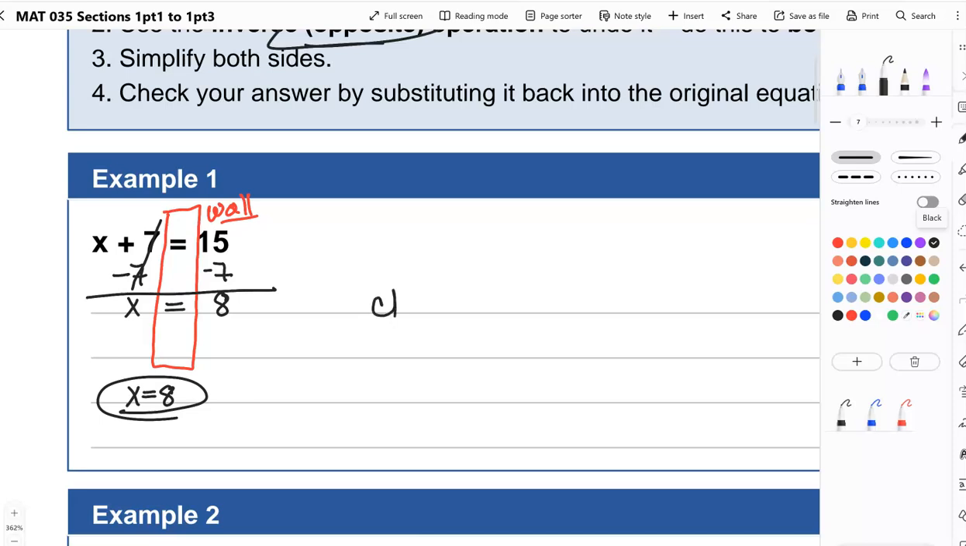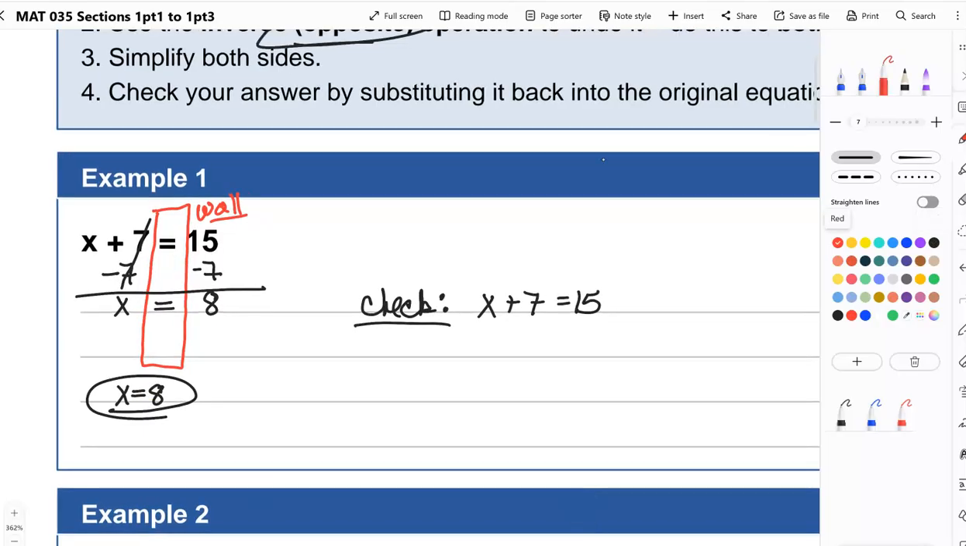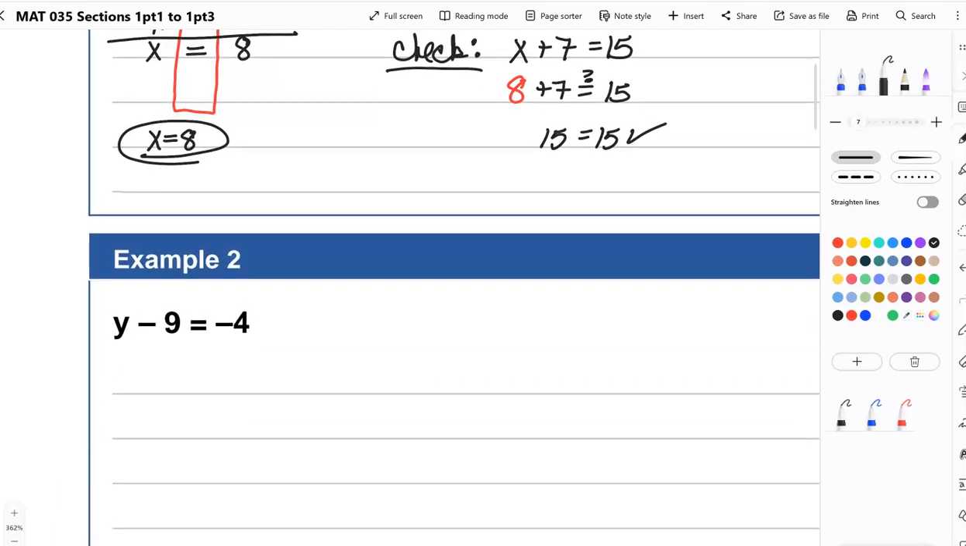Now we can always check to see if it's right by plugging it back in. So we said x plus 7 was equal to 15. That was the original equation. We ended up with an answer of 8. So the question is, is 8 plus 7 equal to 15? And 8 plus 7 is 15. So we know that this is the right answer. So let's try another one.